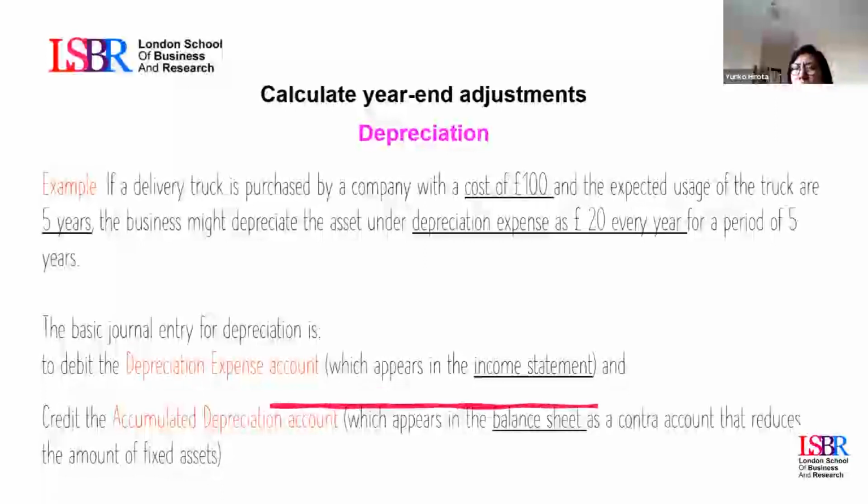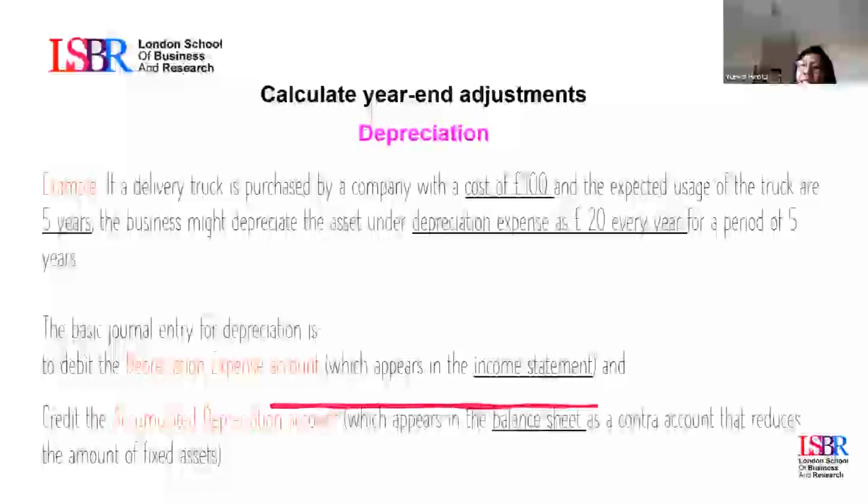the year, or probably the company could decide, okay, I'm not going to wait till the end of the year. I'm going to recognize these 20 pounds every month. So it means that the company would need to divide these 20 pounds, that is per year, by the 12 months of the year, and the company would need to recognize this amount every month. But at the end, this is an adjustment that the company needs to do to reflect the reality in the financial statements.